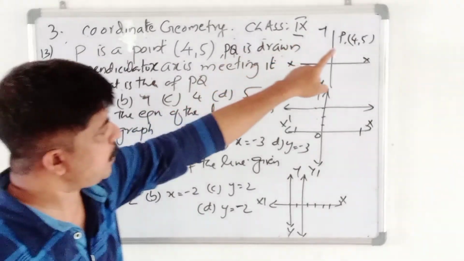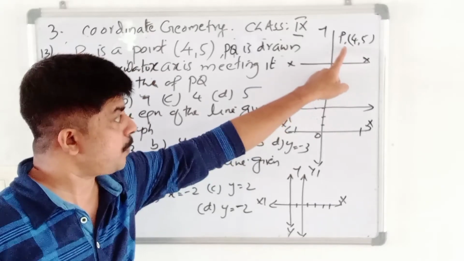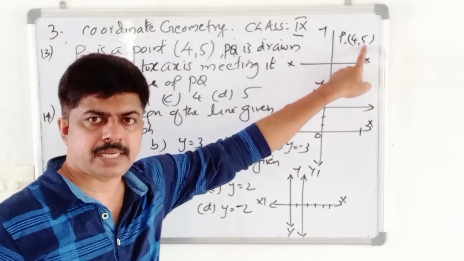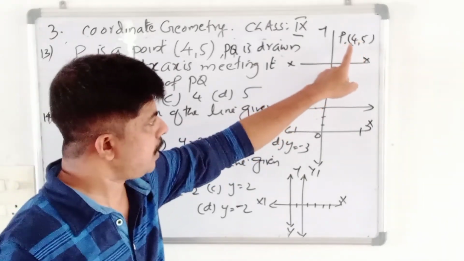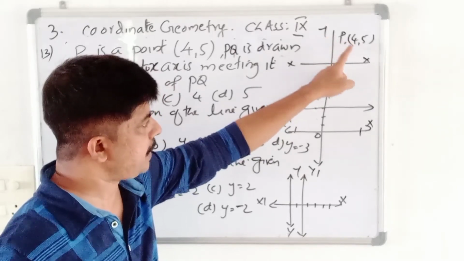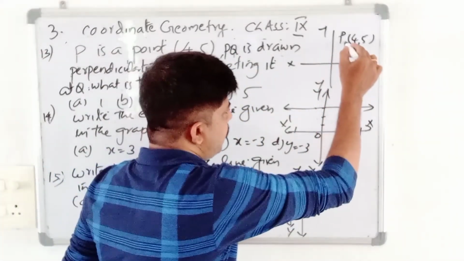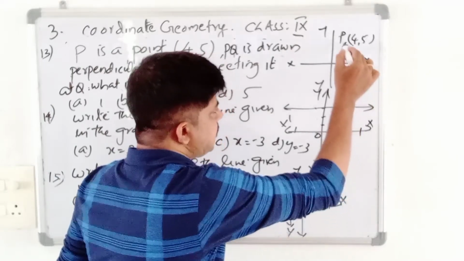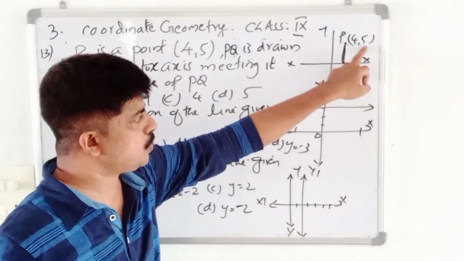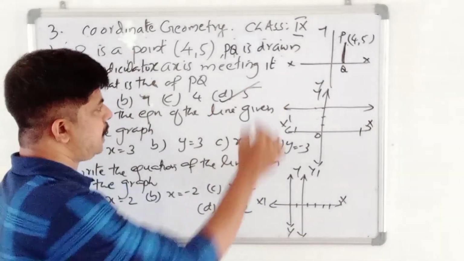We know that the perpendicular distance from a point to the x-axis is always the y coordinate. Like that, the perpendicular distance from a point to the y-axis will be the x coordinate. Here PQ is drawn perpendicular to the x-axis, so this distance is the perpendicular distance of the point to the x-axis, always equal to the y coordinate or ordinate. Therefore, our answer is 5. 5 is the right answer.